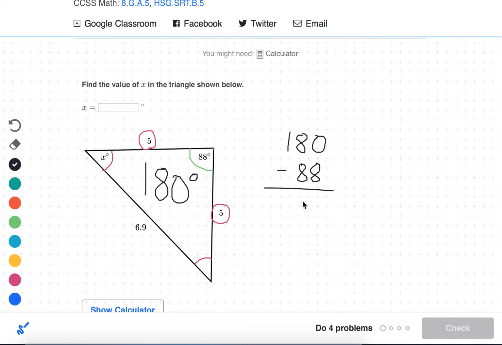180 minus 88 is 92. So these two purple angles, here and here, have to add to 92. And because it's an isosceles triangle, these two purple angles are congruent, meaning equal. Therefore, if we divide 92 by 2, we're going to get the value of each of these purple angles, and that'll give us the value of x. So that's 46 degrees. X is 46, and this other base angle down here is 46.